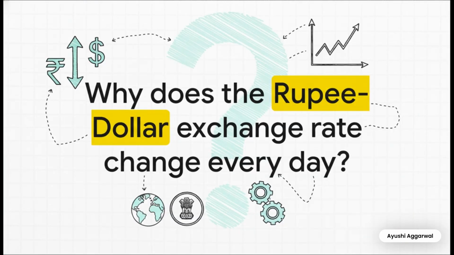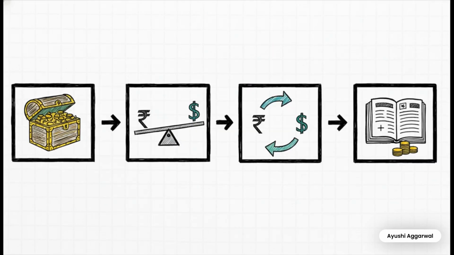So, have you ever seen the news and wondered, why does the rupee-dollar rate keep changing? One day it's 82, the next it's 83. What is actually going on behind the scenes? It's a great question, and the answer is all about our country's economic fundamentals. By the end of this session, you'll get exactly why this happens and the huge job the RBI has in keeping our economy stable.